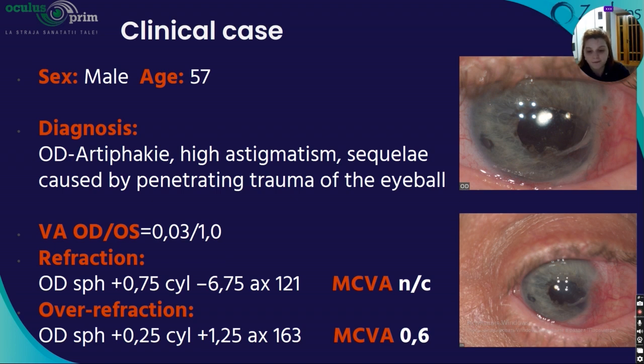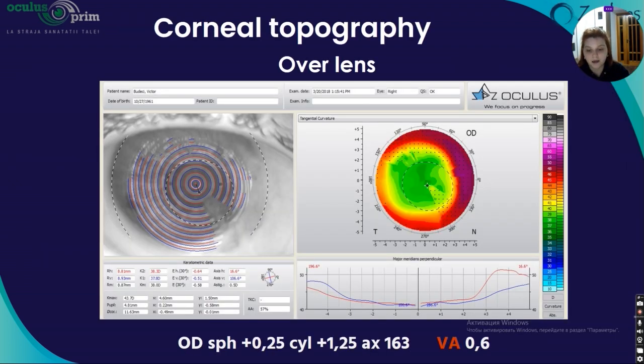the right eye. Visual acuity was 0.03. The refraction was 0.75 sphere and minus 6.75 cylinder, which didn't give us better vision with spectacles, but with scleral lenses we got the refraction plus 0.25 sphere and plus 1.25 cylinder, and the maximum corrected visual acuity reached 0.6. Here we have the corneal topography over the lens, where we see the uniform surface of the cornea.